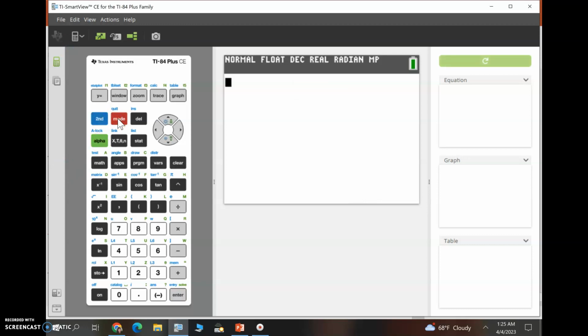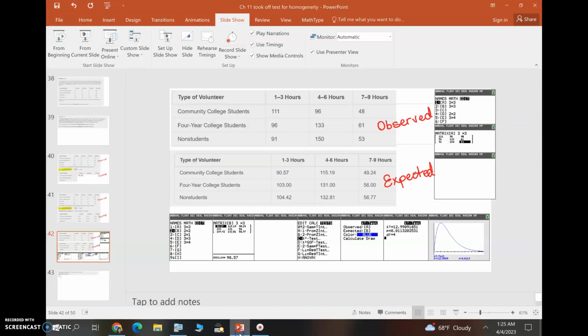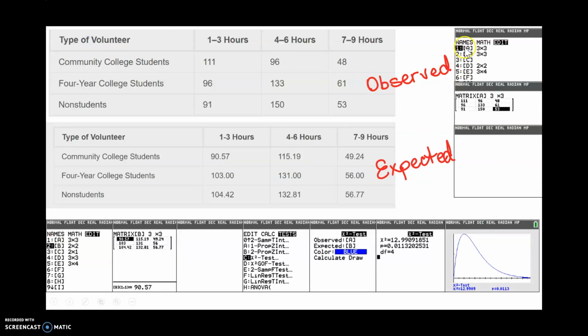Okay, so now that I've got those in there, I'm going to go back to the PowerPoint to make it a little bit easier for you to see what we're doing. All right, so again, just to review, we went to matrix, we went over to edit, we chose matrix A, we told it we wanted a 3 by 3, and we put in the values that we had over here from the observed, right? Then we did second quit to get out of that. We went back to matrix, we went over to edit and went down to matrix B, and again chose a 3 by 3, and we put in these values that were from our expected table. So these were our expected values, and then I'm going to second quit out of that.